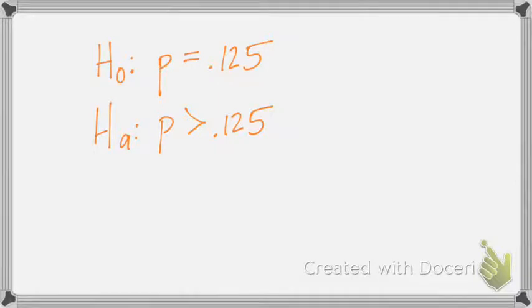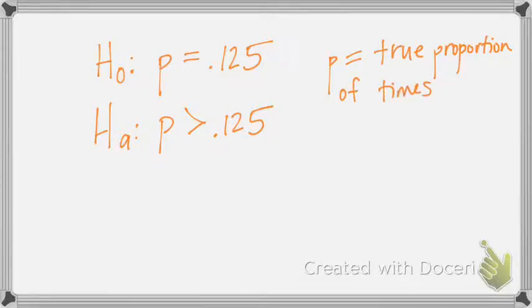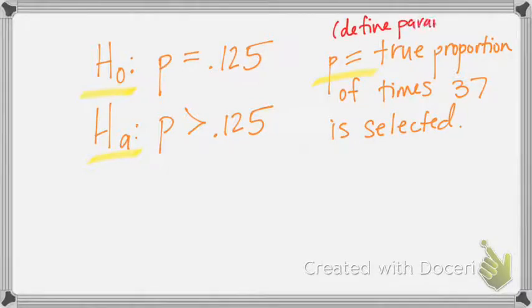And to define my parameter, P represents the true proportion of times 37 is selected. That's what the P represents. So you have three things: the null, the alternative, and this is what defining your parameter means in context. So that's what these examples are going to look like. Three things.